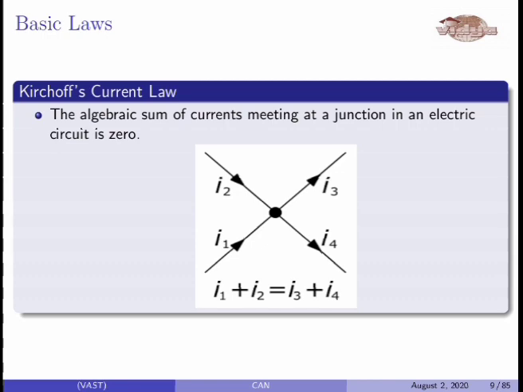Here we are considering the nature of the current. That's why it is known as algebraic sum. In the figure, two currents I1 and I2 are incoming currents and I3 and I4 are outgoing currents. So simply we can say that I1 plus I2 is equal to I3 plus I4, or I1 plus I2 minus I3 minus I4 is equal to 0. That is, the algebraic sum will be equal to 0. This law we already used in the previous example.